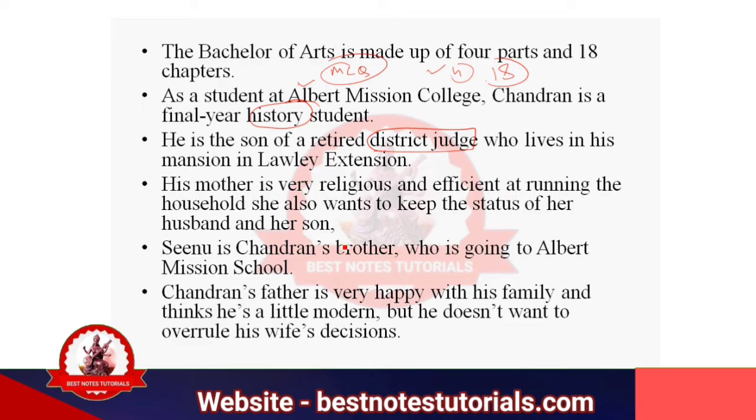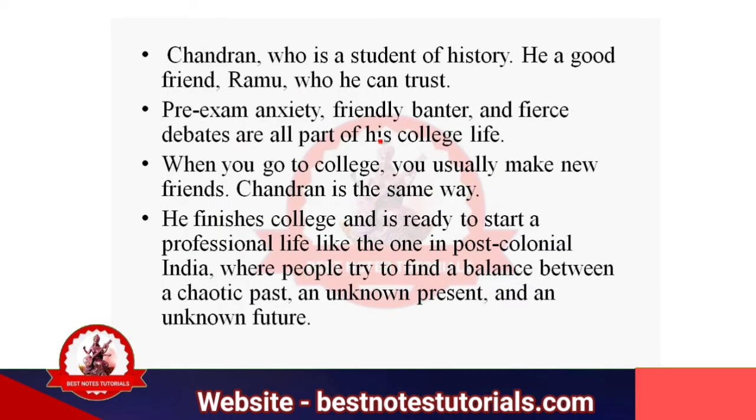Sinu is Chandran's brother, who is going to Albert Mission School. Next character we see is Sinu. Chandran's father is very happy with his family and thinks he is a little modern, but he doesn't want to overrule his wife's decision. His wife is running the family very well, and she is a religious lady as well.